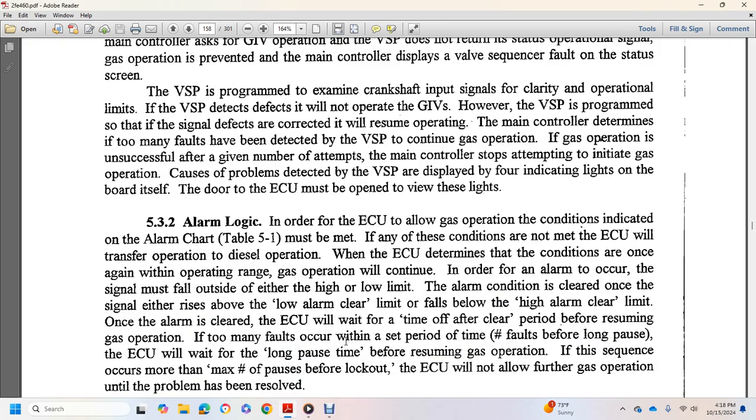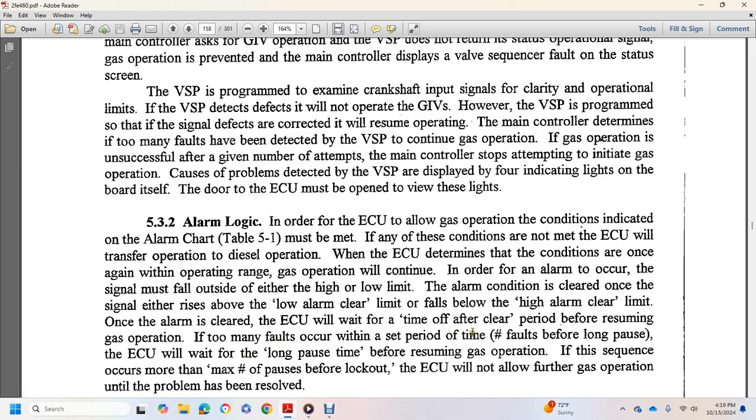R532 Alarm Logic. In order for the engine control unit to allow gas operation, the conditions indicated in the alarm chart, table 5.1, must be met. Without these conditions met, the engine control unit will transfer to diesel operation. When the engine control unit determines the conditions are once again within operating range, gas operation will continue. For an alarm to occur, the signal must fall outside of either the high or low limit. The alarm condition is cleared once the signal either rises above the low alarm clear limit or falls below the high alarm clear limit. Once the alarm is cleared, the engine control unit will wait for a time after the clear period before resuming gas operation.